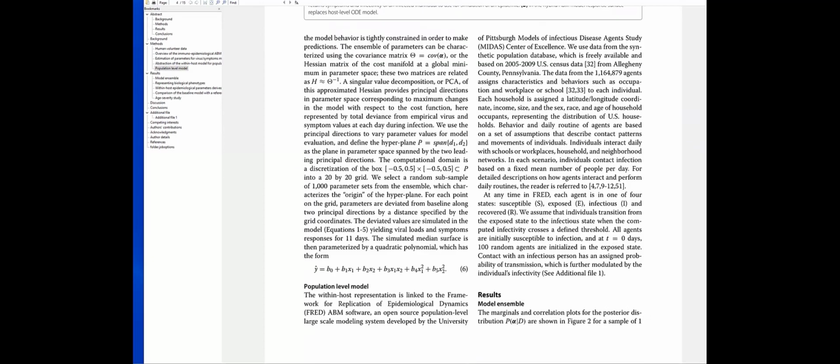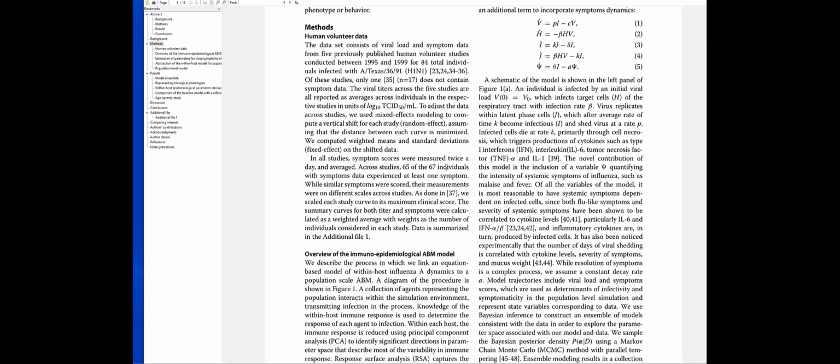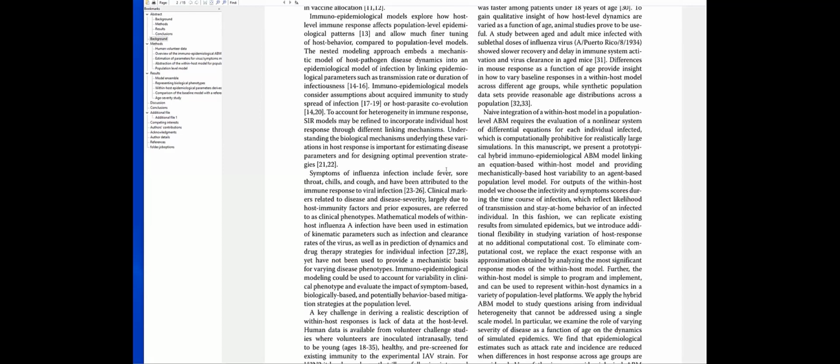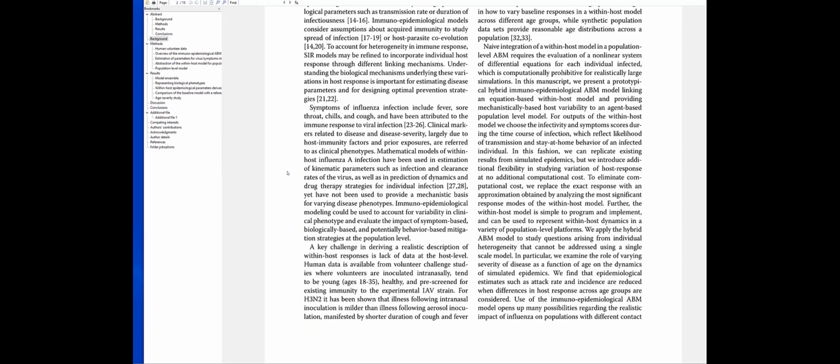So what's nice here, let's see, where did I find this? They have a description somewhere. So it starts here where they're basically saying, if you wanted to run this kind of ODE model with differential equations inside an agent-based model, it would just take way too long, computationally prohibitive for realistically large simulations. So basically, you still can't really do that, especially if you want to simulate more than, let's say, 100 people or maybe 1,000. It just takes too long.